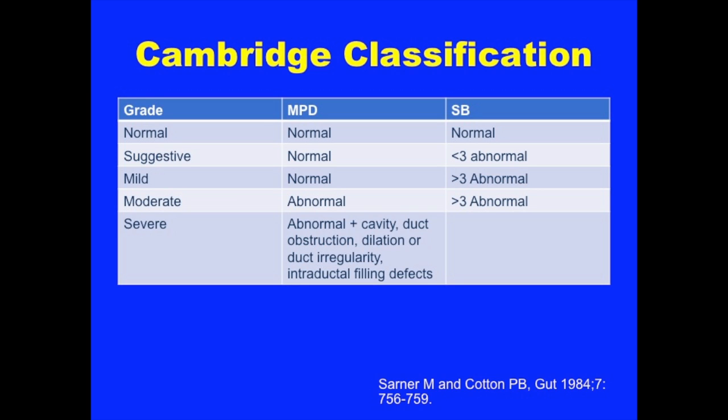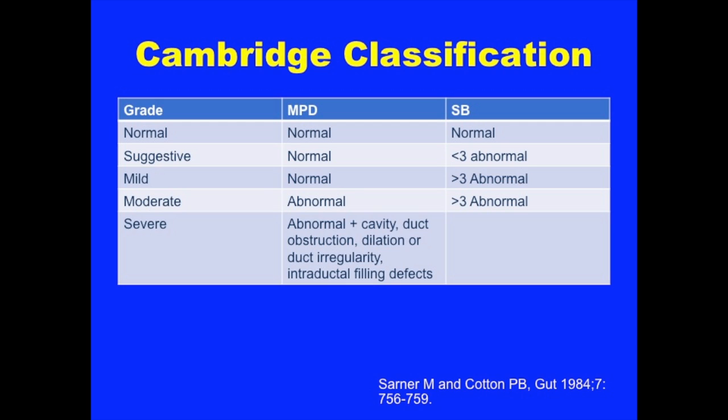The way in which we got our criteria for EUS were quite simple. We just stole them. We stole them from Dr. Cotton's work on the Cambridge classification, looking at ductal abnormalities to give us categories for duct changes.